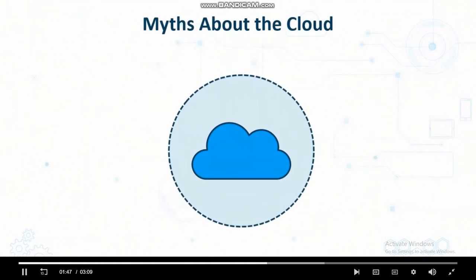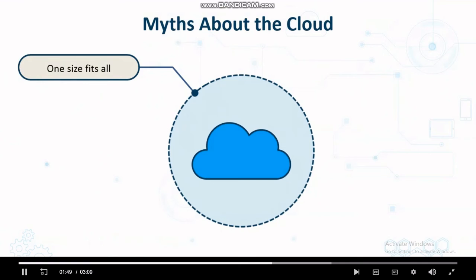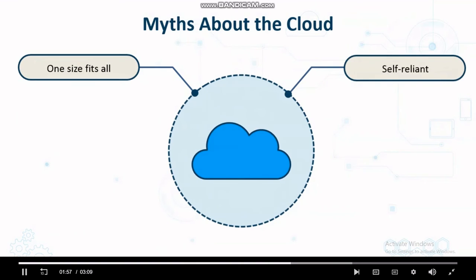I have a few more myths for you about the cloud. One size fits all. That's not the case, and every implementation needs to be designed around an organization's needs. The myth that the cloud is self-reliant. You just set it and go. Like any IT system, you need to configure it and manage it, but now you have experts on the back end helping you to do most of the heavy lifting.